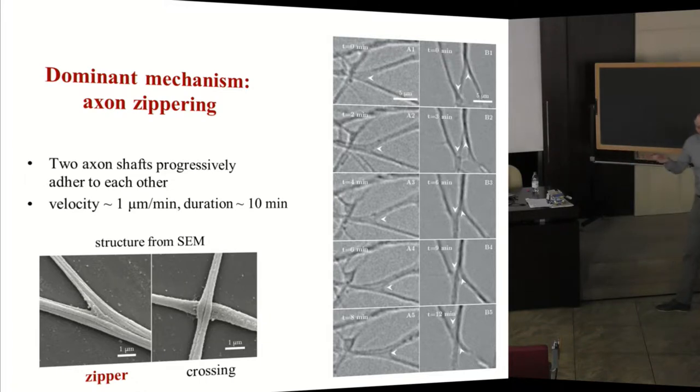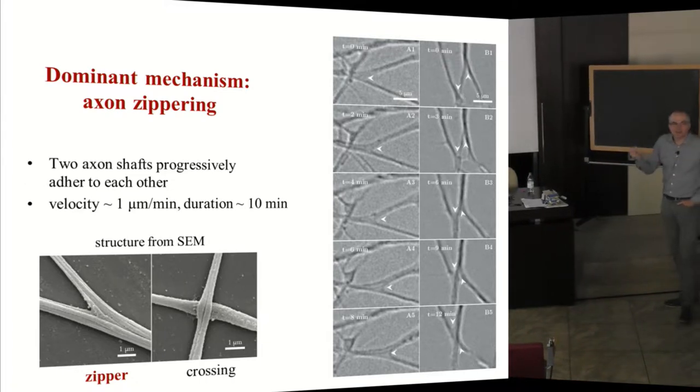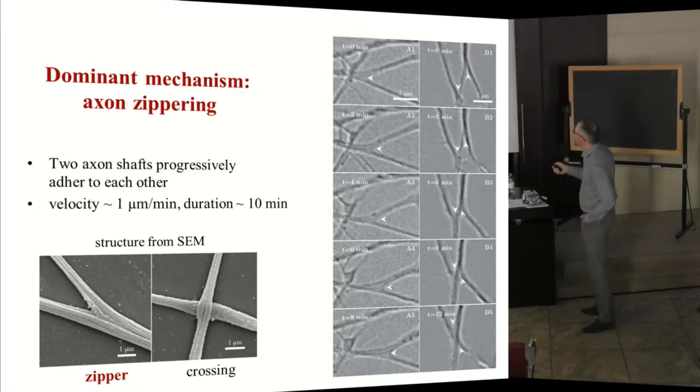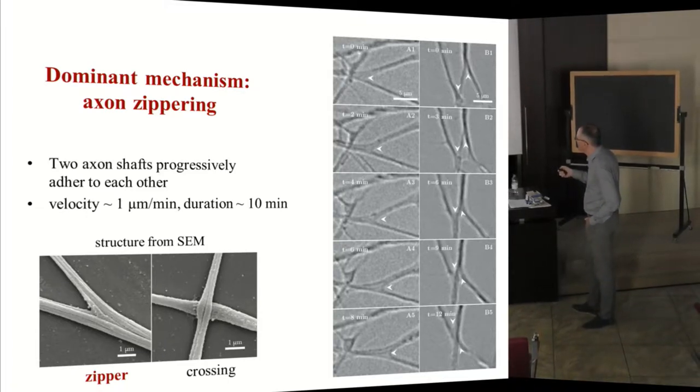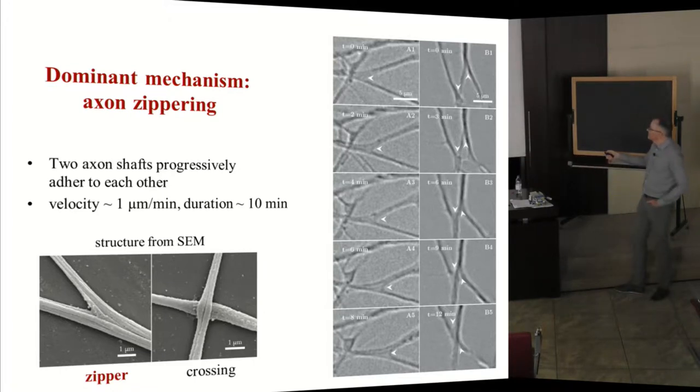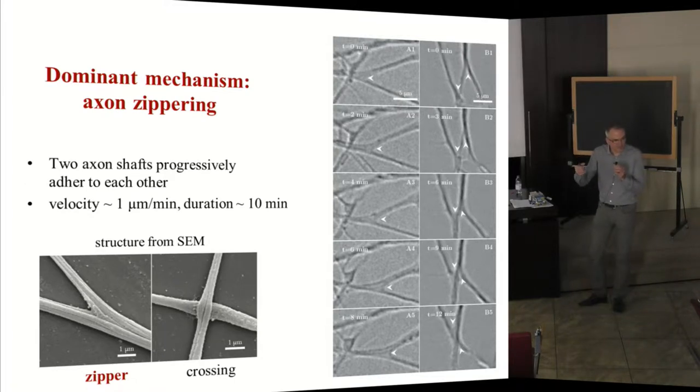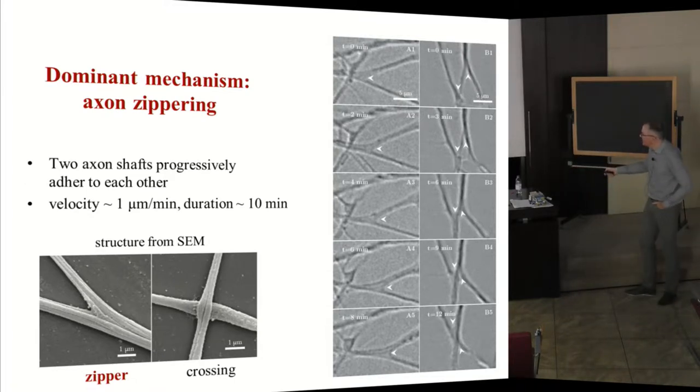What we discovered is axon zippering. Here is what axon zippering is. This is a sequence from top to down with 1 minute intervals. Here you see two axons that are meeting and adhere in this section. As time goes on, this point moves forward, meaning that the axons adhere to each other along a bigger length. They are forming progressively a longer adhered segment, a zipper. They are literally zippering together.